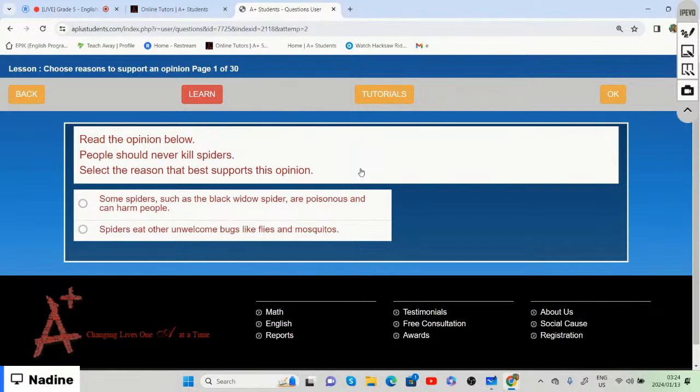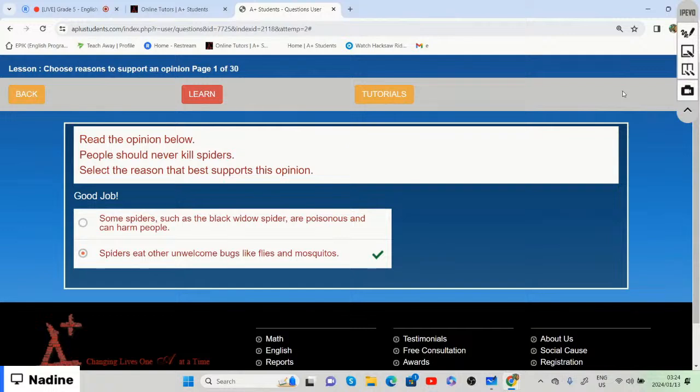All right. So if we look at the opinion that people should never kill spiders, a reason that best supports this opinion as to why people should never kill spiders is because spiders eat other unwelcome bugs like flies and mosquitoes. Okay.